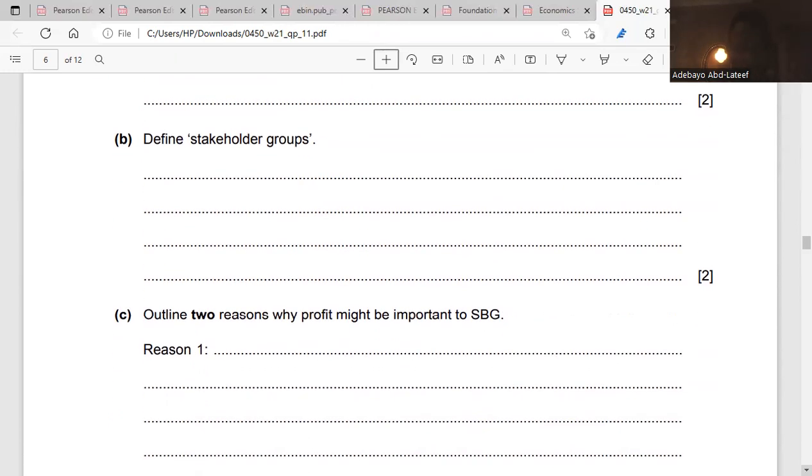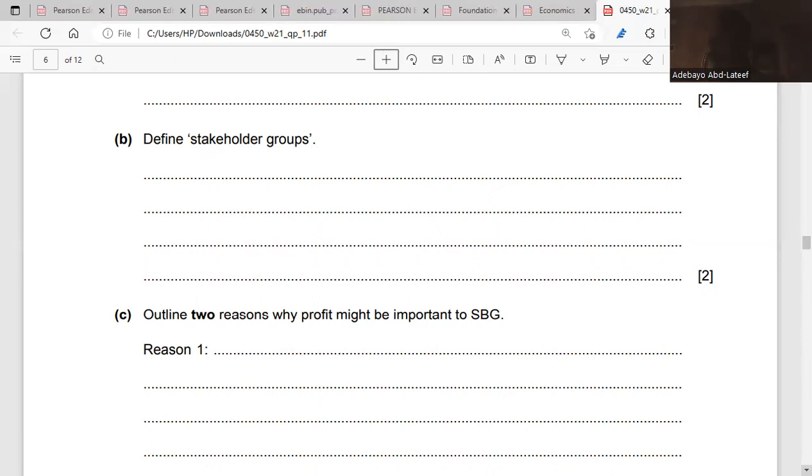C outlines the reasons why profit may be important to SVG. What does profit imply? Profit means that the business is doing well. So for profit, one, that is the reward of taking a risk. Profit is also a measure of success. Another thing you can talk about profit is it shows that the business could continue, because without profit, the business might not be able to survive. Another reason is the retained profit. Profit allows you to invest more into the business. That's retained profit. Is it clear?